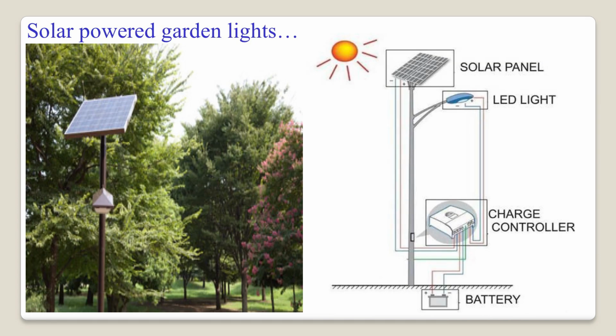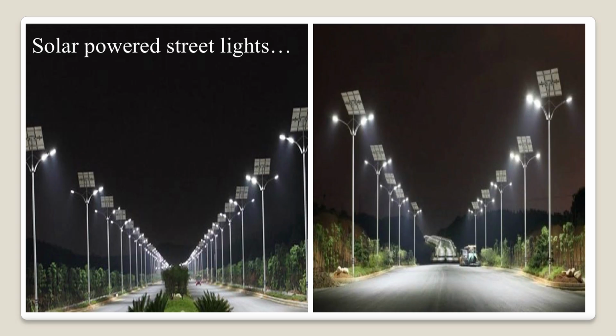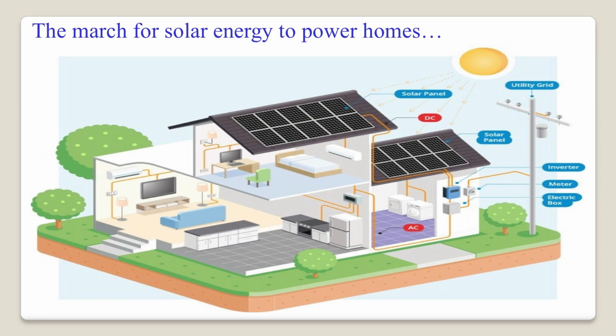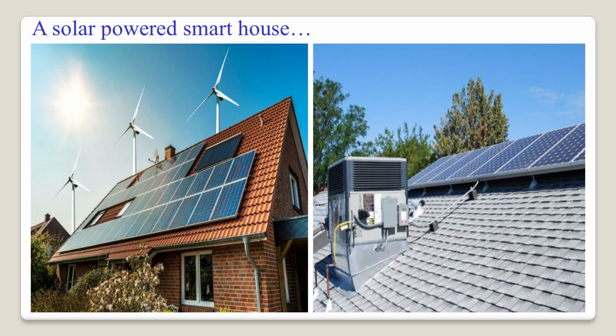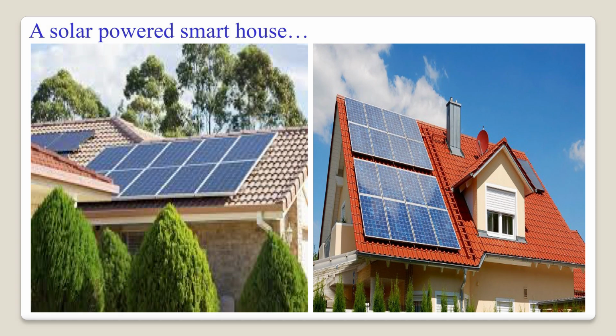Now, the application does not stop here. Solar power street lights, solar power garden lights and solar power lights in our villages have created revolutions. Not only this, the march of solar energy has come to this extent that it has powered our homes. You can have a visualized image of solar powered homes in which all necessary utensils and appliances are run by solar energy, be it your air conditioner, cooker, television, anything else, it is running on solar power.